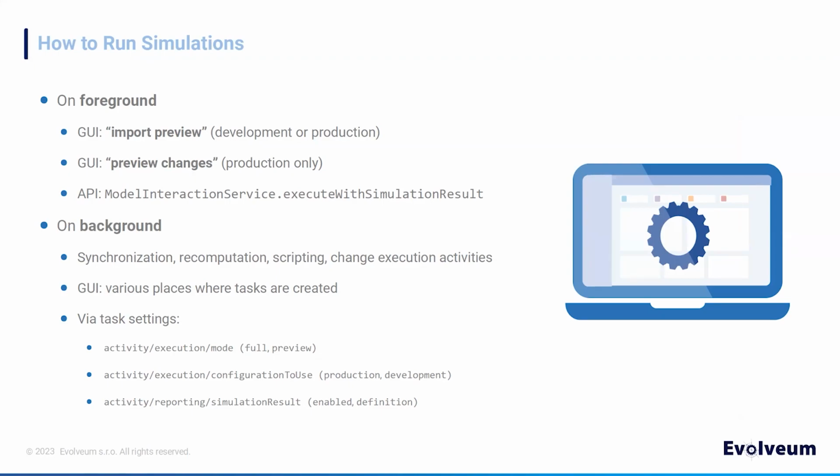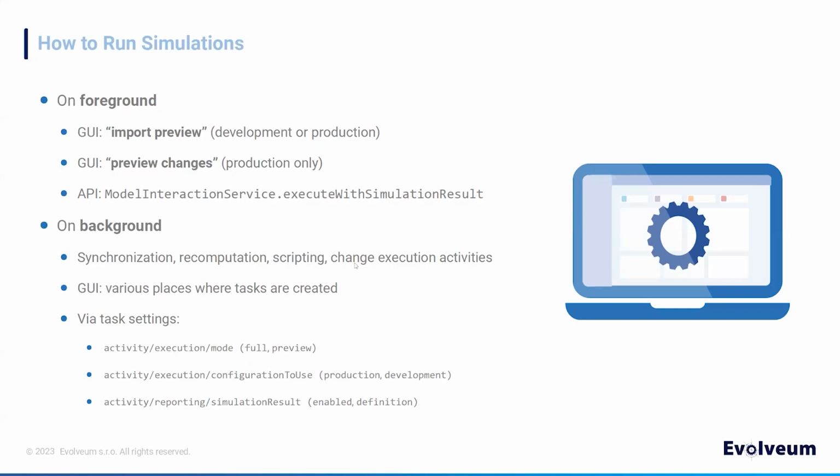If you would like to write your own code, for example, in an overlay, you can use the execute with simulation result method in the model interaction service for this purpose. Taking a look at background processing, we can set simulation related options in the definition of the activity that is to be executed. Note that the currently supported activities are synchronization ones, meaning import, reconciliation, and live synchronization, then recomputation, iterative and non-iterative scripting, and change execution.